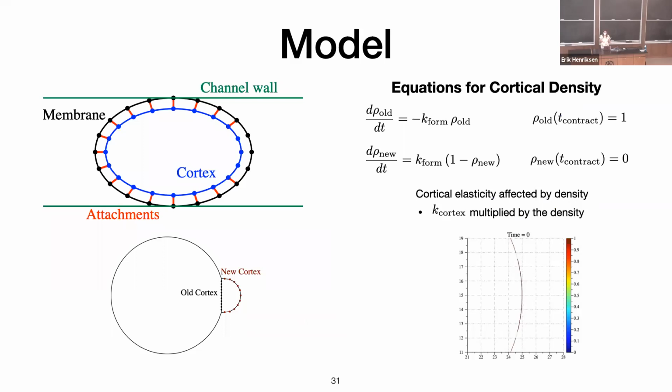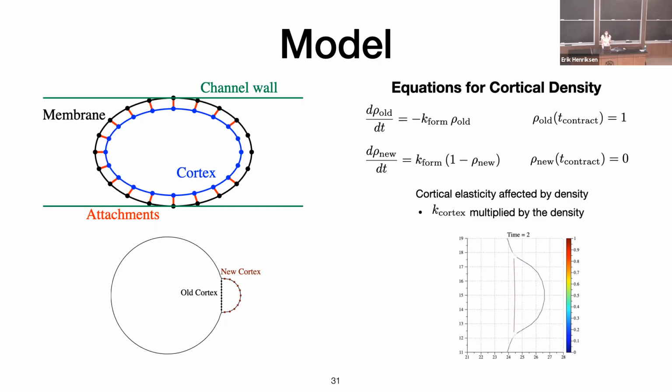In terms of modifying the models, we do have to add in a channel wall. I had bleb expansion but not retraction. So we added equations for the density of the cortex, just simple ODEs. We have old cortex and new cortex, and the values of the density are constant along these. And then the elasticity for the cortex is just multiplied by the density.